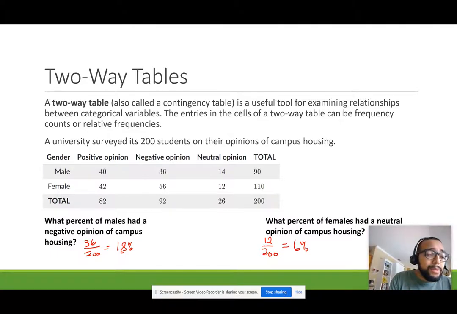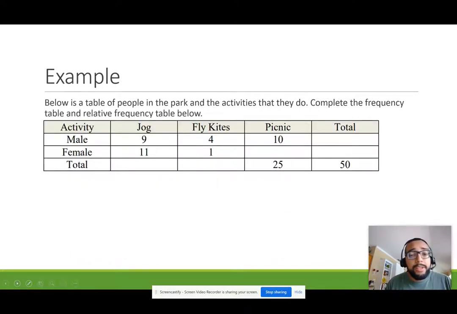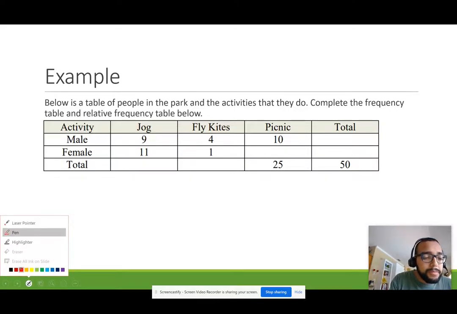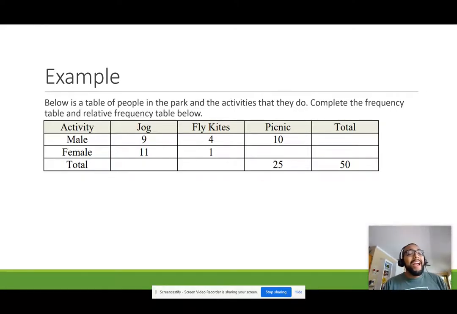So two-way tables are different ways just to display data. In this case, we display frequency counts. So let's see another example of a two-way table. Below is a table of people in the park and activities that they do. Let's complete this frequency table, and then in a bit we'll do the relative frequency. So here we have some missing spots actually. The last one we had all filled in, but we can fill it in.